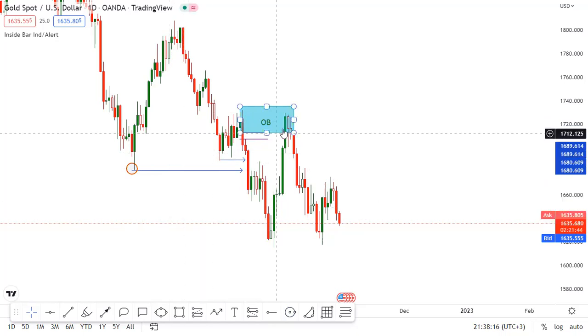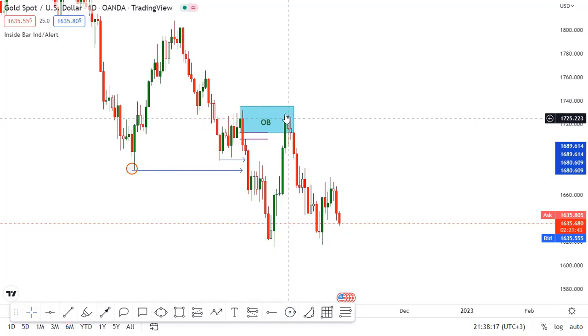So you see the market respected here and then moved to the downside. You see this movement?